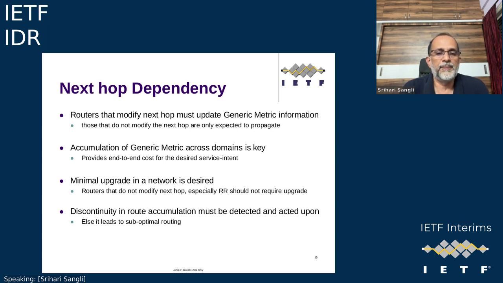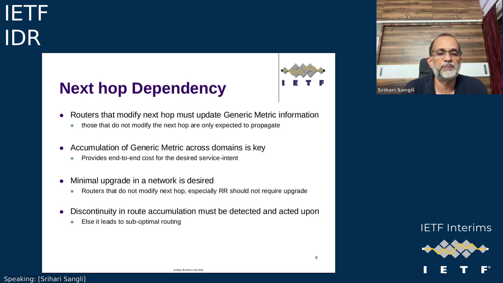First of all, we want generic metric information to be accumulated along the path, and as the route traverses, we want every router to add the intra-domain cost to it, and therefore the ingress router gets the cumulative metric. That means only those routers that are modifying the next hop need to update the generic metric. And those routers that do not modify the next hop are expected only to propagate. That's one. And we need this accumulation, as we talked about in the first slide, because the operator wants to have a service intent end-to-end path established, and maybe select the path based on the lower or optimal metric.